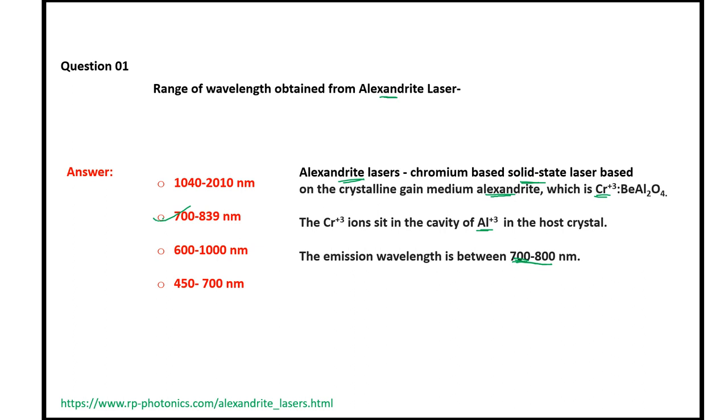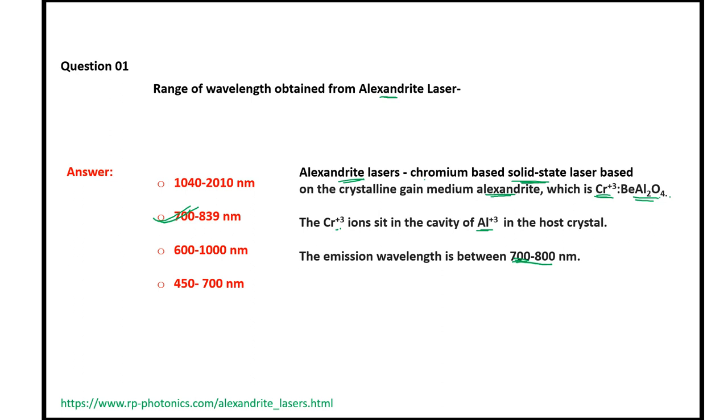So this is quite a direct question, subjective also, and not related to any concept. But what we need to learn is what kind of laser Alexandrite is. Alexandrite is a solid state laser. Which metal ion is doped in it? Chromium is doped in BeAl2O4, which is one of the spinels that we cover in inorganic chemistry.